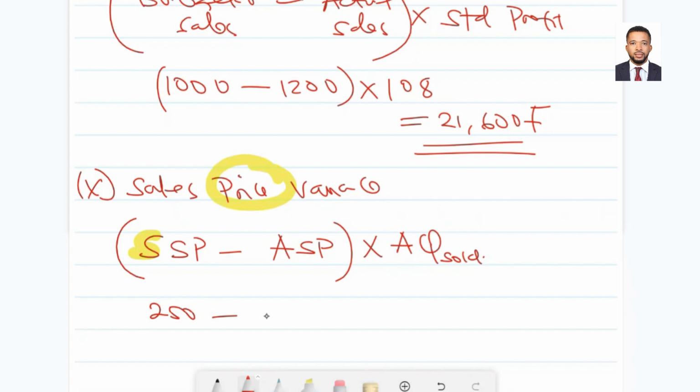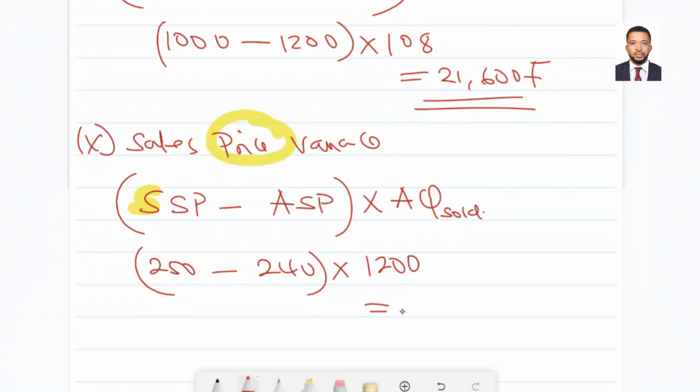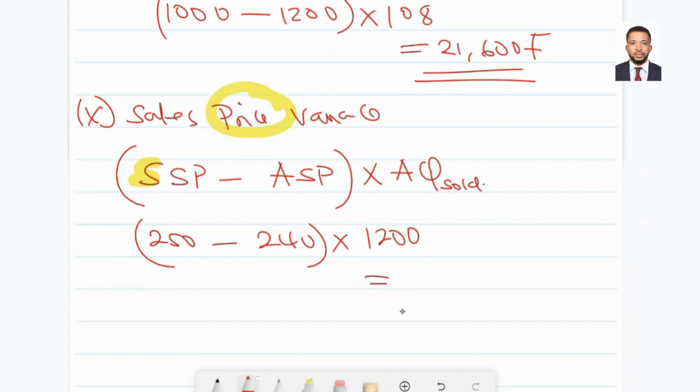Actual selling price, 240. Actual quantity sold, 1,200. 10 multiplied by 1,200 is 12,000. Favorable or adverse? Adverse.